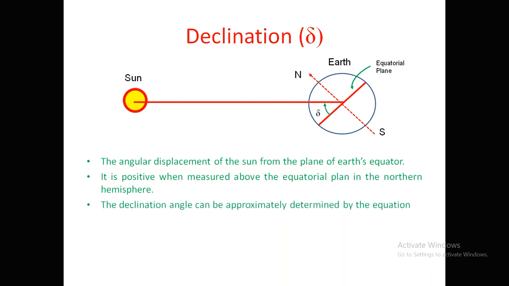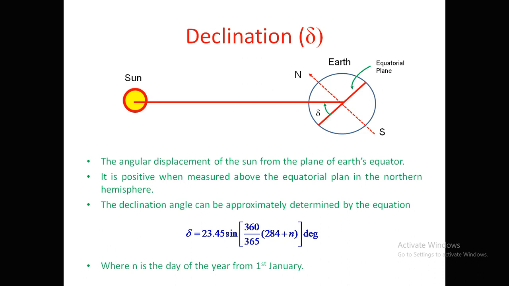This can be calculated by using a formula, and the formula is like this: delta equals 23.45 sine of 360 divided by 365 into (284 plus n), and the value will be in degrees. So what is n? Here the one and only variable is n, where n is the day of the year from 1st January.